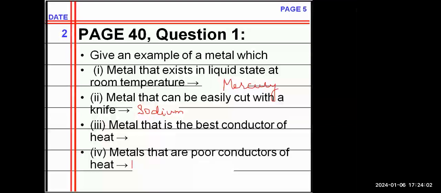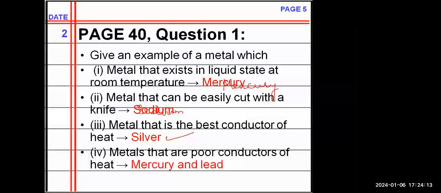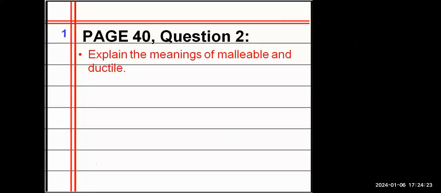The next question is the metal which is the best conductor of heat. Which one? I am sure you must be recalling. It is silver. Silver is the best conductor. Then the metals which are poor conductors of heat are lead and mercury. So these are the questions based on the physical properties of metals and non-metals. The next question is to explain the meaning of malleability and ductility. Malleability is the property of metal by which it can be hammered into sheets. And ductility, this is malleability.